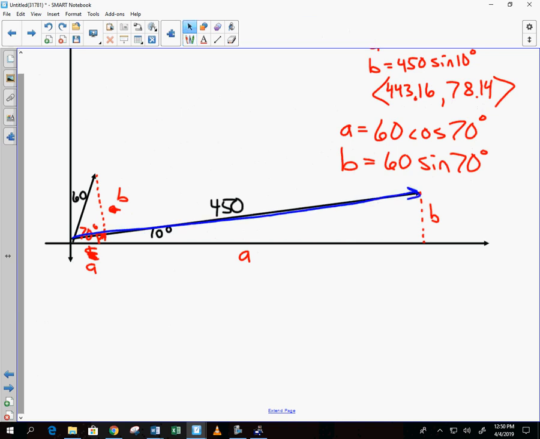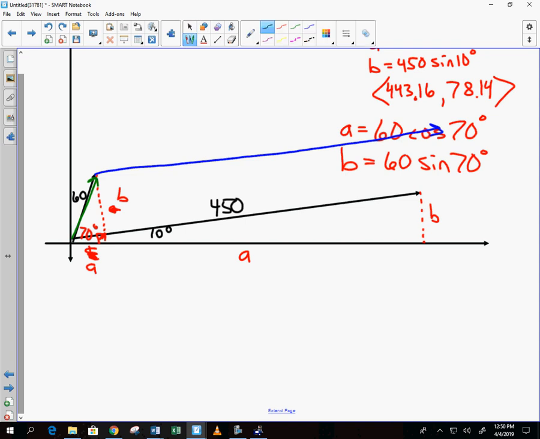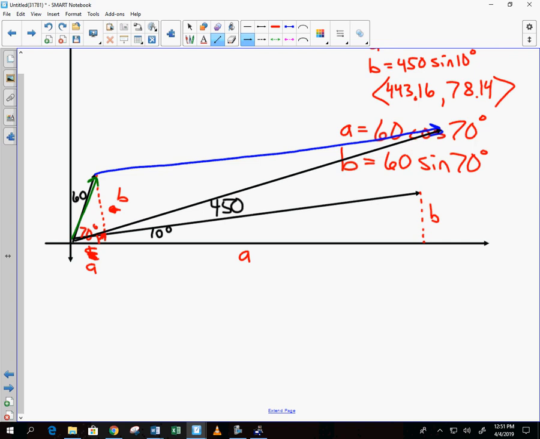There's the plane vector. Here's the wind vector. I take the plane vector and I simply add it on to the wind vector. Remember when we did vector addition? So the sum of it is what happens when you put the two together. That is the new position.